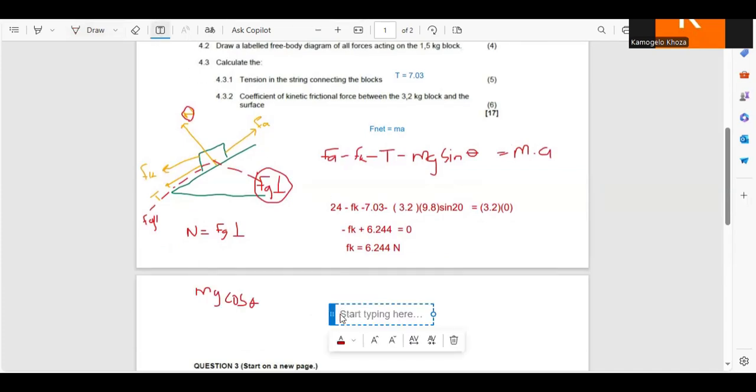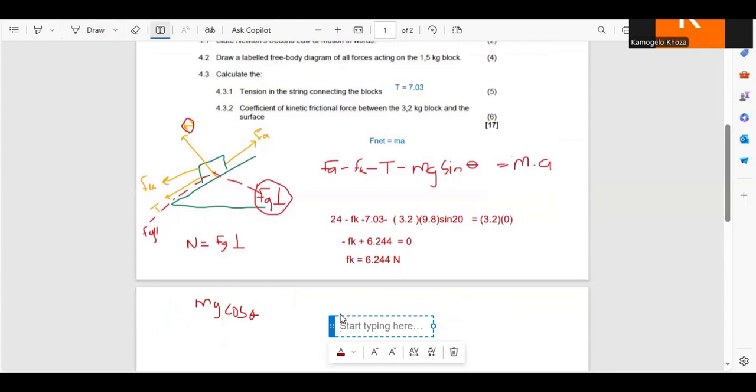Now, what is our mass? Our mass is 3,2. Gravitational acceleration 9,8 cos of 20. Now, if you punch this into your calculator, you should get a value of 29,46876 newtons. Right. This is your normal force.